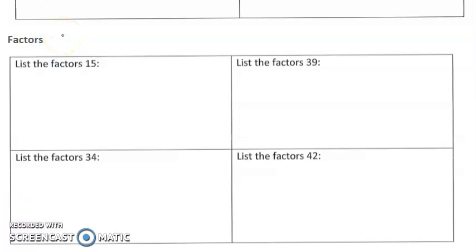Factors. How do we find factors of an integer? Remember, in the class we did explore what factors are, and we noticed that it's always a factor multiplied by another factor, and then that will give us the product, or we also say these are the multiples. So let's have a look at: list the factors of 15.